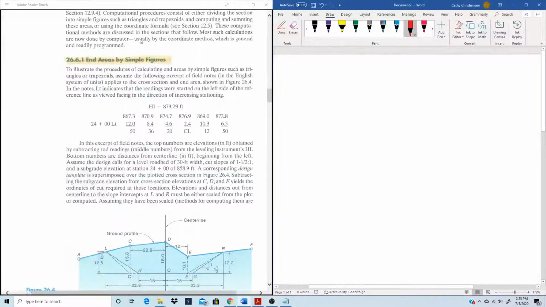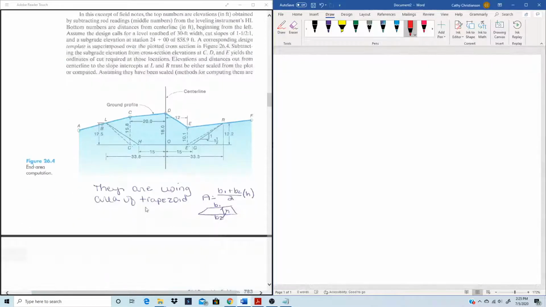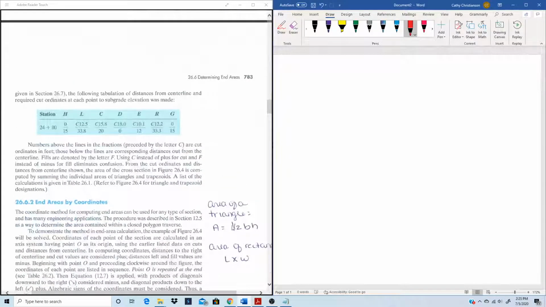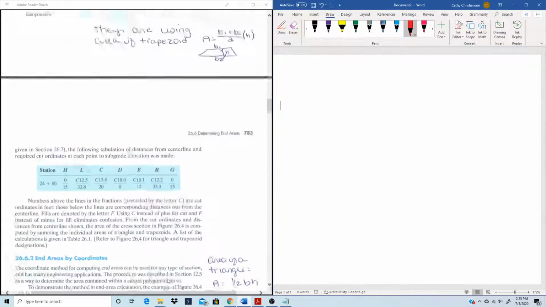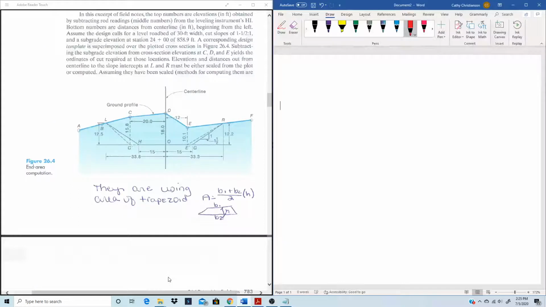Alright, so I'm now going to go over how to calculate area by simple figures. So they're taking the figure 26,4 and they're trying to separate it out into simple figures, either making them a trapezoid using an area of a triangle or area of a rectangle. So they're trying to break it out into shapes that we are familiar with.